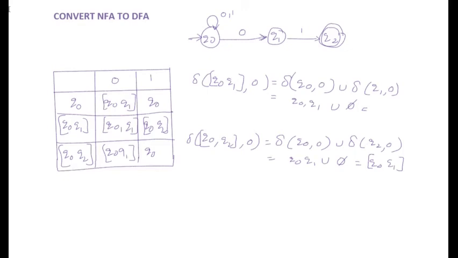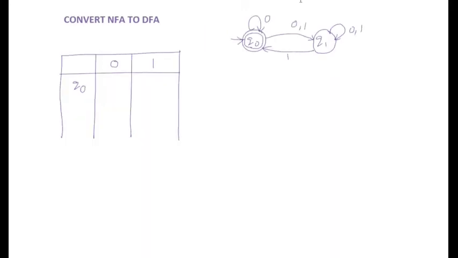Now we need to specify the starting state and final state of the DFA. In the given NFA, Q0 is the starting state and Q2 is the final state. In the first column, here Q0 must be specified as a starting state with this arrow and Q2 must be specified as a final state with this star. We will see one more example for conversion of NFA to DFA.